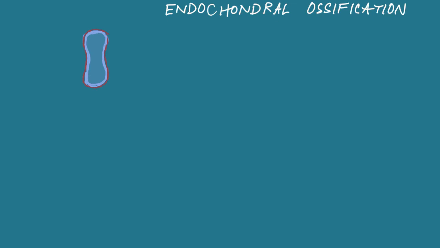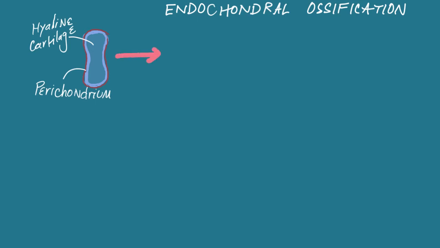Let's take a closer look at endochondral ossification. We are looking at the fetus, which is a few weeks old. We will start with a small cartilaginous model that will be gradually replaced by spongy bone, which will be further replaced by compact bone. So here we have a cartilaginous model that is made up of hyaline cartilage, and it is surrounded by a layer of cartilage called the perichondrium.